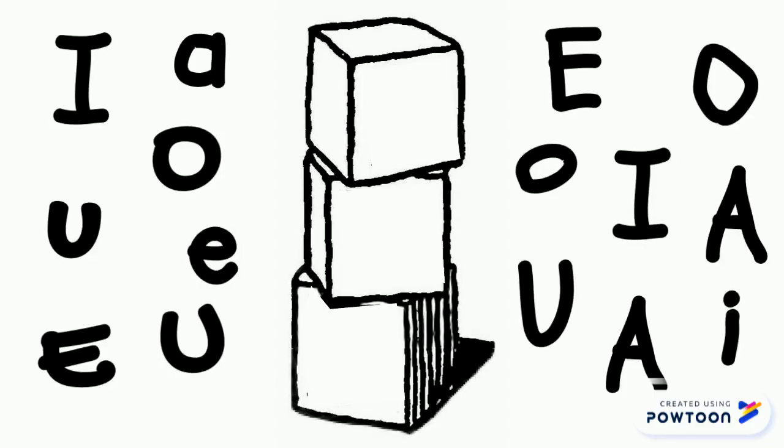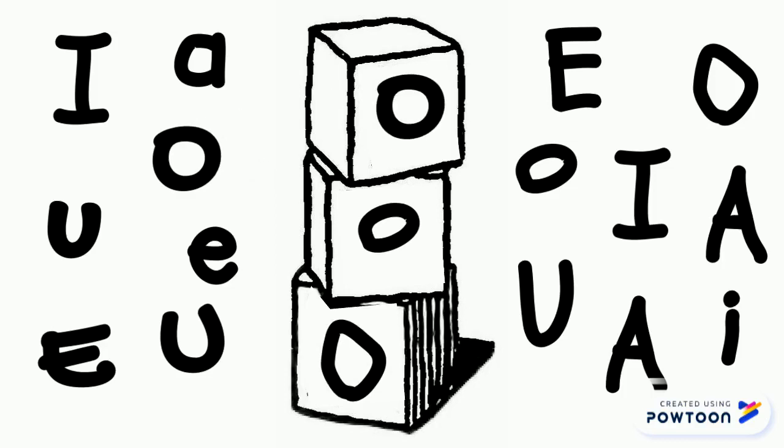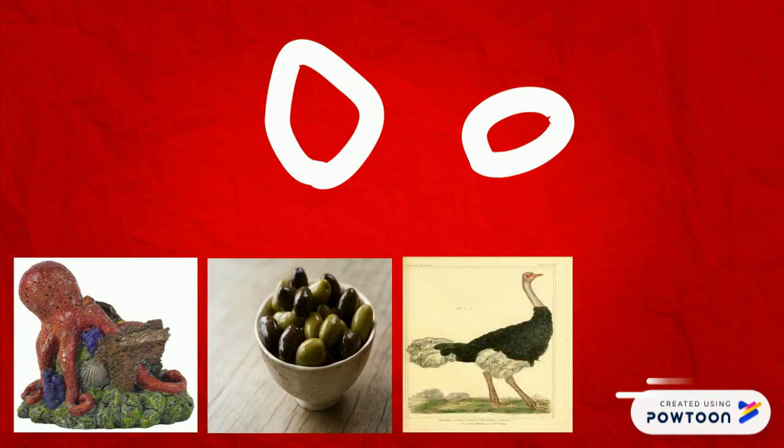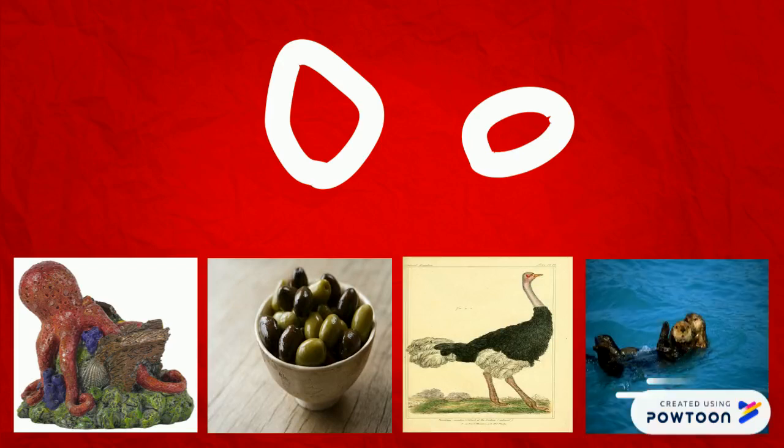Today, we're going to learn about the letter O and the short sound O makes, ah. O, ah. Octopus, olives, ostrich, otter.